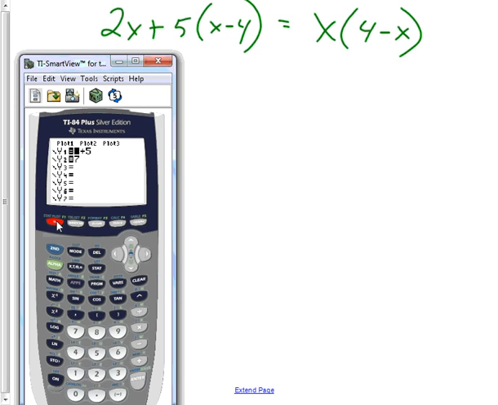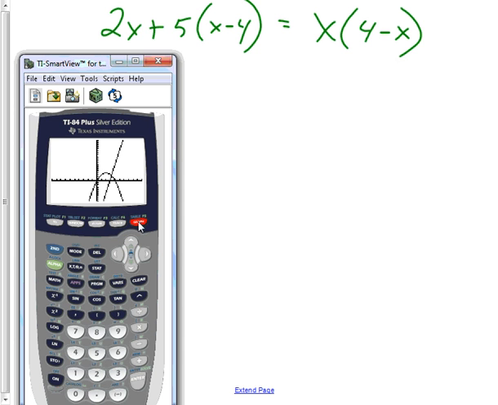Cool. 2x plus 5 parentheses, oops, parentheses x minus 4 minus 4 into parentheses, and then they go to the next line. I make it x parentheses 4 minus x. That would have taken you a long time to solve by algebra, but if I just hit graph and I see where the two lines cross, awesome, they cross. They cross in two spots.